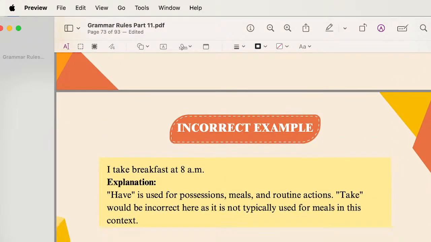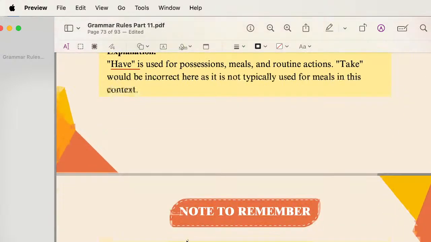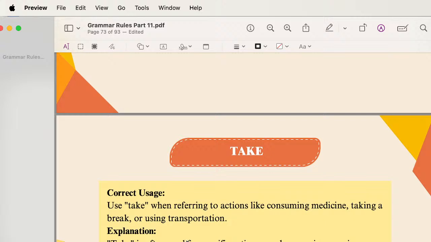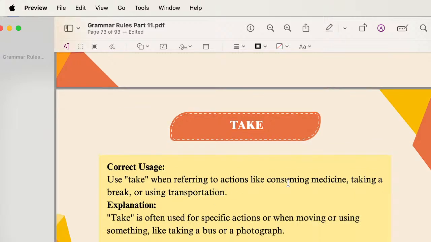"I take breakfast at 8 a.m." would be wrong, because since we're talking about routine actions, for routine actions you're supposed to use have and not take. But take is used to refer to consuming medicine specifically.